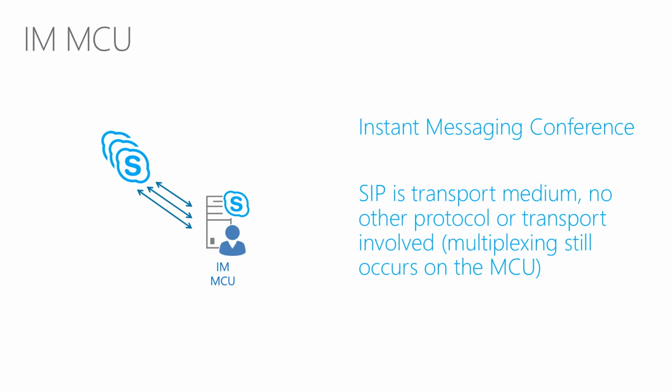There are actually 4 MCUs, and I'm going to talk about those over the next 4 slides. The first MCU is the IM MCU. Now, many of you will already know that for instant messages, we leverage SIP as a transport protocol. So the actual IM conversation is carried within SIP. However, it's important to remember that in a conference, while the IMs will still leverage SIP as a transport protocol, multiplexing will still occur on the IM MCU.